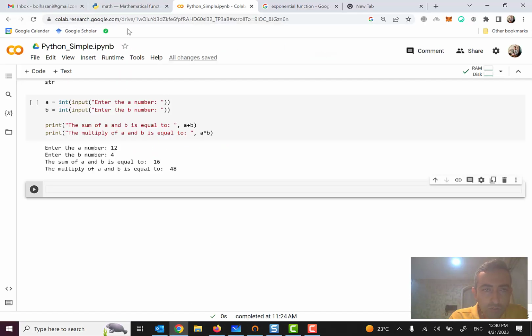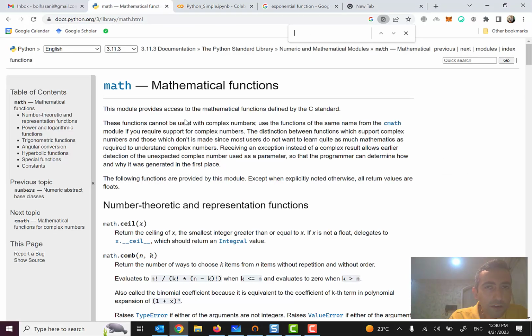First of all, I want to tell you that there's a popular library in Python named math. So what are libraries? Libraries are pieces of code that are written by experts, and when you import them, you don't need to write that code again and again. I think it's a very good gift for developers and programmers, especially in Python.